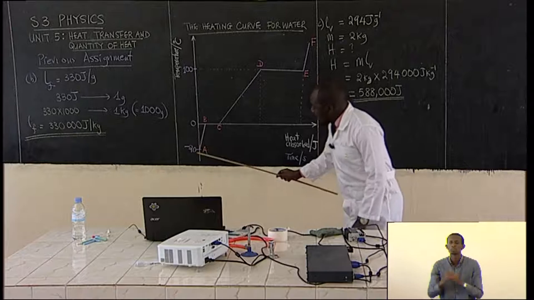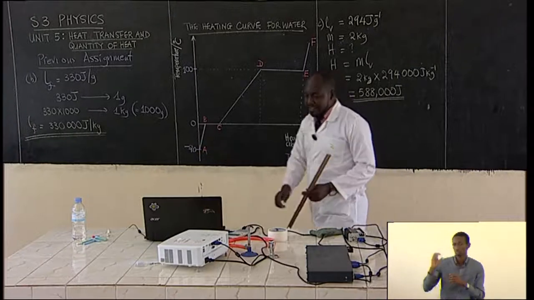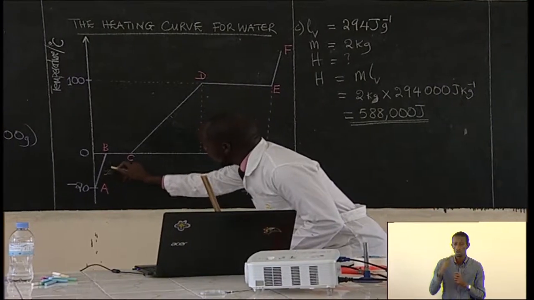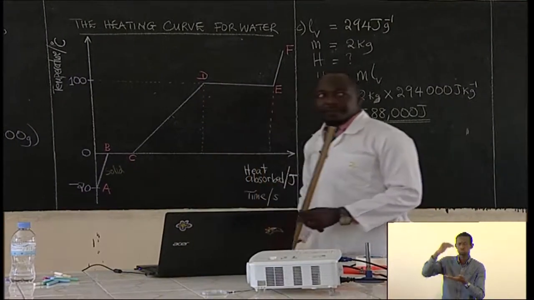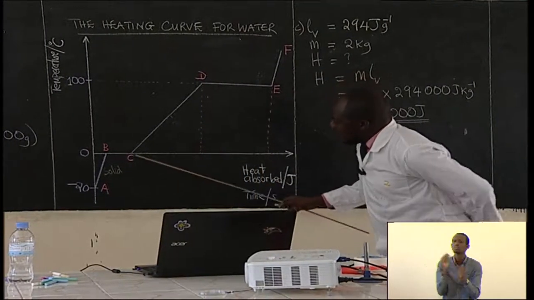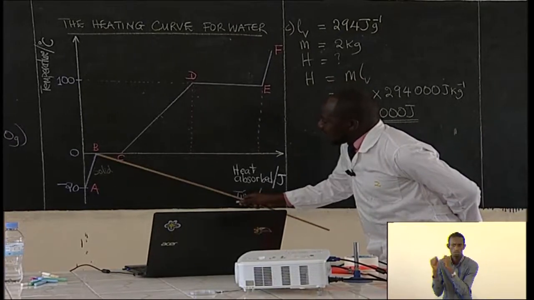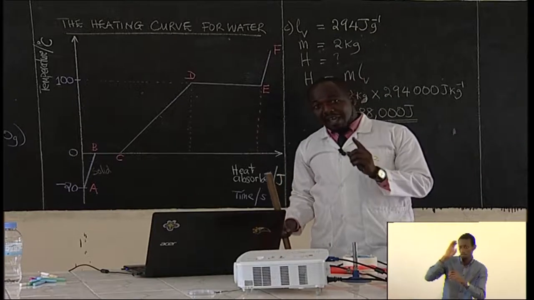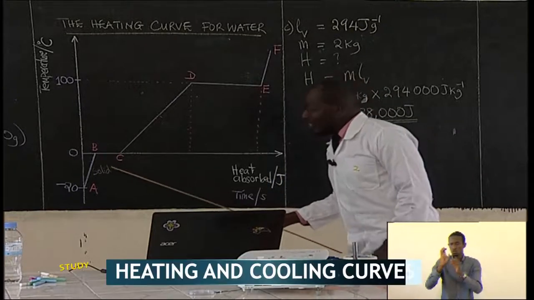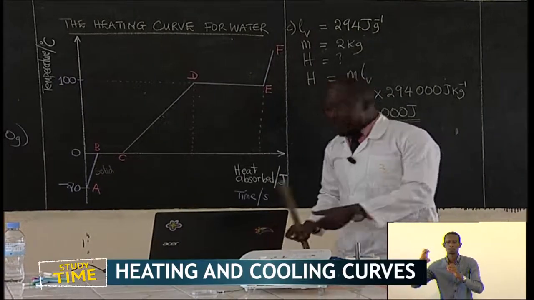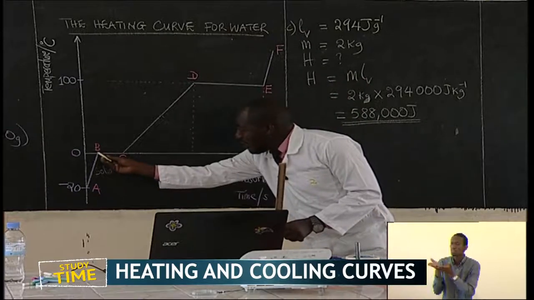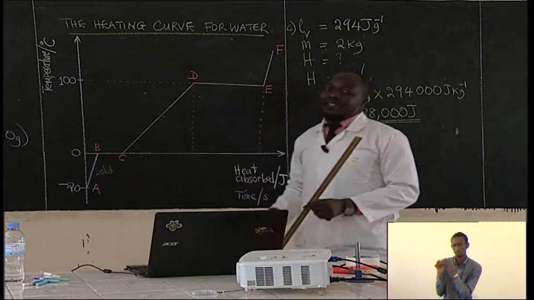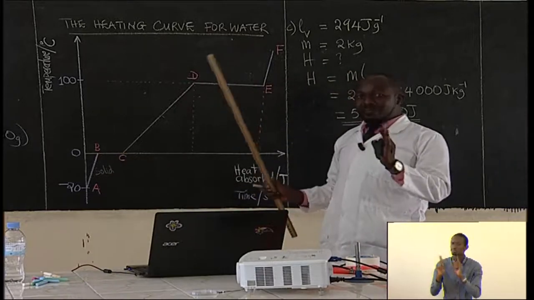So, negative 20 to zero. Now, from negative 20 to zero, the state of matter which we have here is solid, okay? Solid, because this is solid ice. Then, from B to C, you can see that temperature is not changing. Why? Because this ice is now melting. Remember, it is absorbing some heat. The heat from B to C is being used to melt the ice. So from B to C, that is melting.